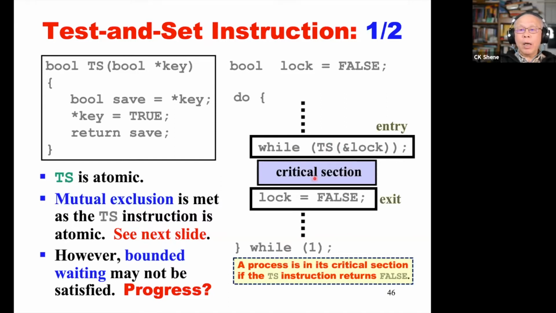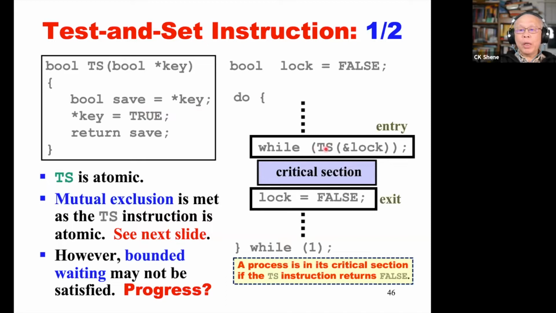While I am here, the value of lock is true because this TS instruction did it. Now, if I am here, you try to enter by going through this entry section. So what you execute is you get the old value of lock, which is true. And then the TS instruction puts true back to the lock and returns the old true.